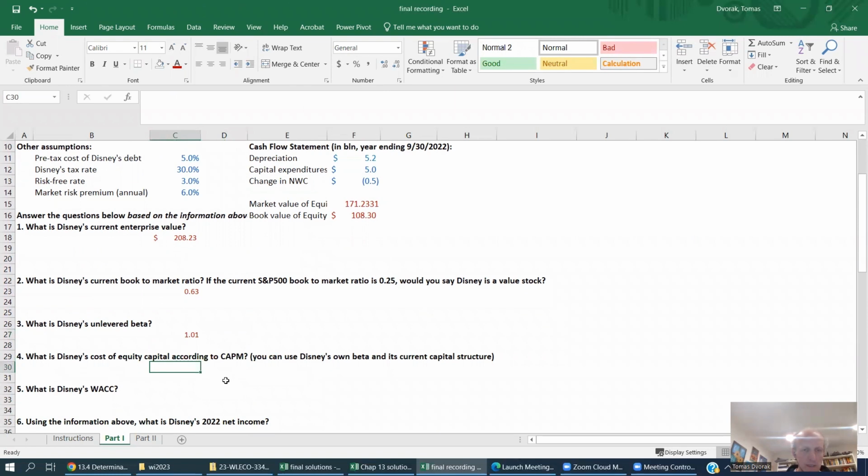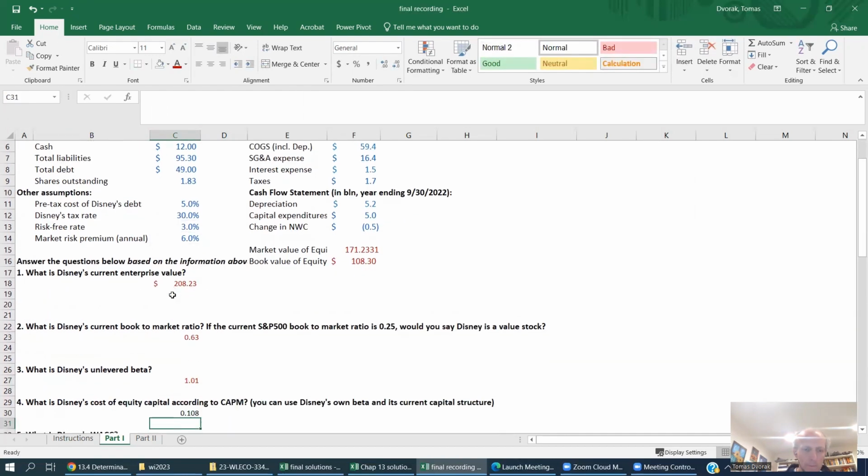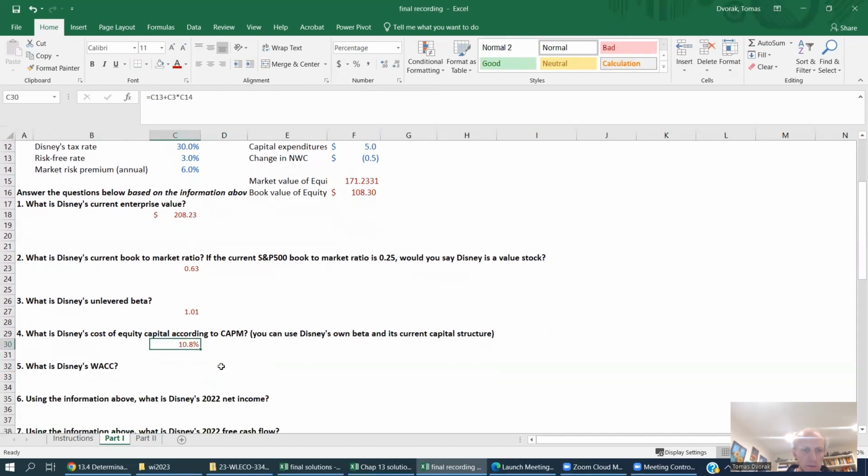Fantastic. What is Disney's cost of equity? Well, that's just a formula that takes the risk-free rate plus the levered beta times market premium. Right there. Let's format that as a percentage. Let's give it a decimal space, make it red.